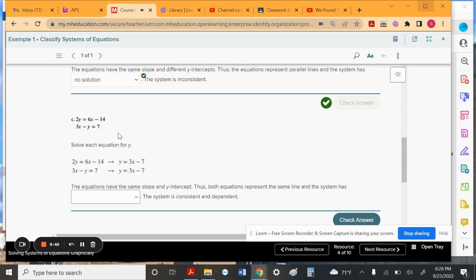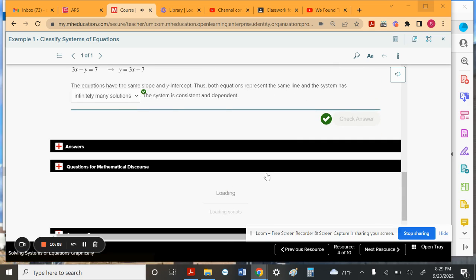On the last one, we have 2y equals 6x minus 14, and we have 3x minus y equals 7. In this case, we have the exact same equation for both of them, so therefore it has infinitely many solutions. It's consistent because it has at least one, and dependent means it has an infinite number. Okay, and at that point I'm going to stop, and then we're going to do another video from here.